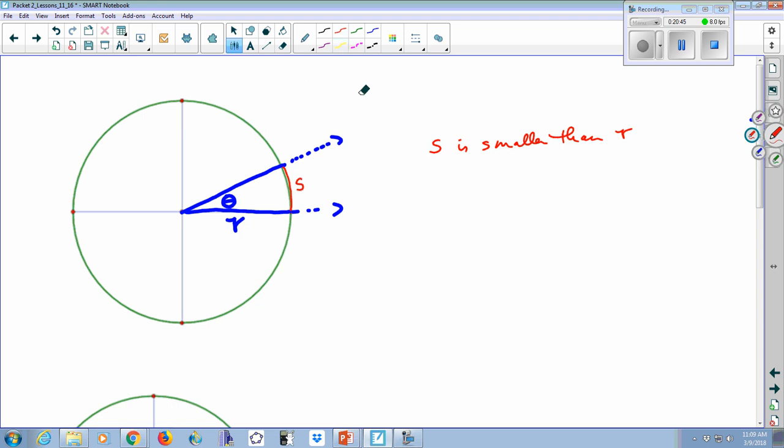How about if I do this? All right, now we're going to take away this angle. All right, so now our angle goes to here, and that's theta. And now what does S look like? S is now this portion of the curve, right? This length. That's S. What can you tell me about S now? It's bigger.